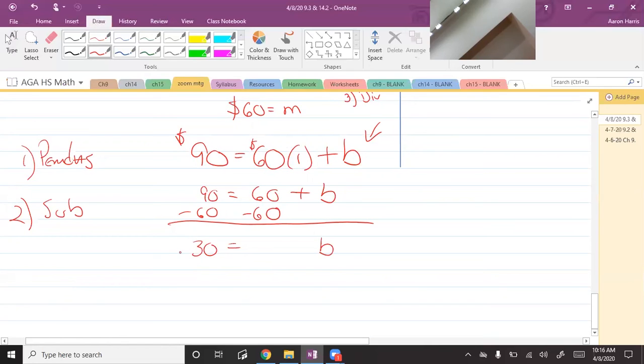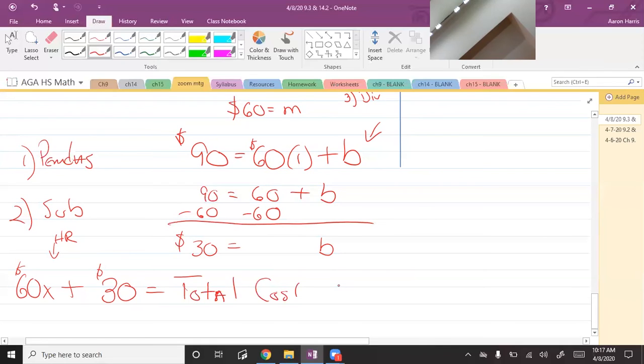So how much does he charge just to walk into a house? $30. So this plumber charges $30 to start, and then however many hours he works, which is our X, that's the hours, he's going to charge you $60 an hour. And this will always tell you how much what? The total cost of your job will be.